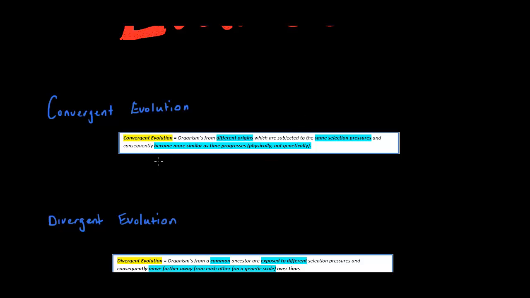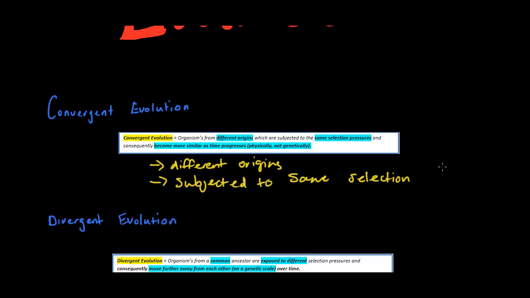So once again, let's break this down. You've got different organisms, different origins, and then you've got them subjected to the same selection pressures. So two organisms, or more, subjected to the same selection pressures. And because of this, you end up getting the final result where even though these organisms do not come from the same ancestor, because they have been in that same place, they have similar characteristics physically.